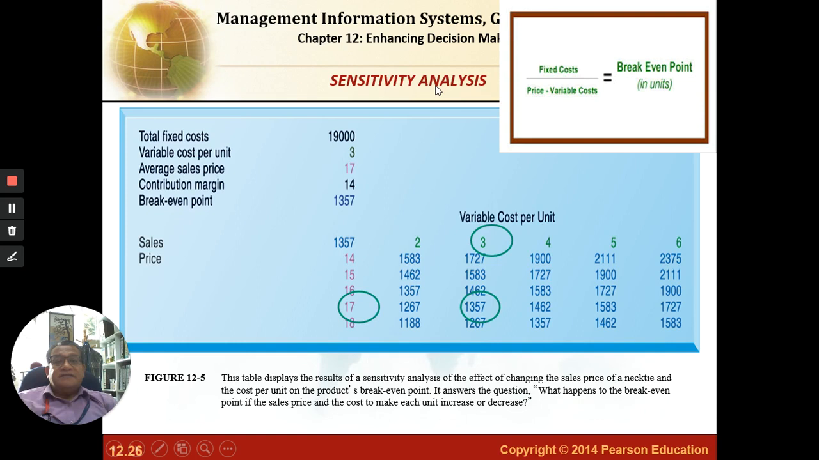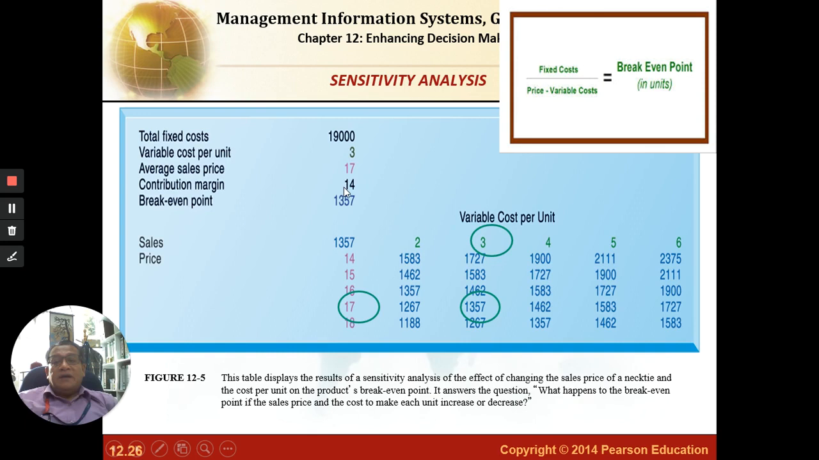shows the sensitivity analysis, right? So in order to have a break-even point means that your sales equal your expenses, right? So it is just to break even so that you don't incur a loss. Break-even equals fixed cost divided by price minus variable cost, so you have the price here, you have the variable cost here, and you have the sales target, right? So if your total fixed cost is 19,000 and your variable cost per unit is $3, you must sell your product at an average sales price of $17.